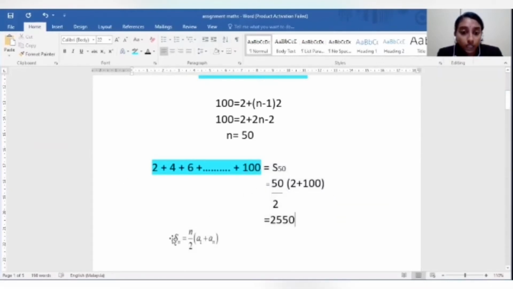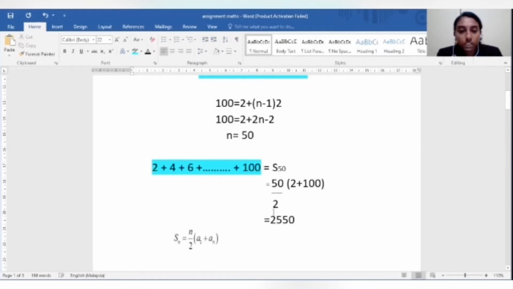So as you can see here, this is the formula that I'm using to do this question. The first is Sn. As you can see here, I already stated that n equals 50. So S50. So we already know that our n is 50. So just put that 50 divided by 2 in bracket a1 plus an. Our a1, which is the first term, is 2, and then our last term is 100.